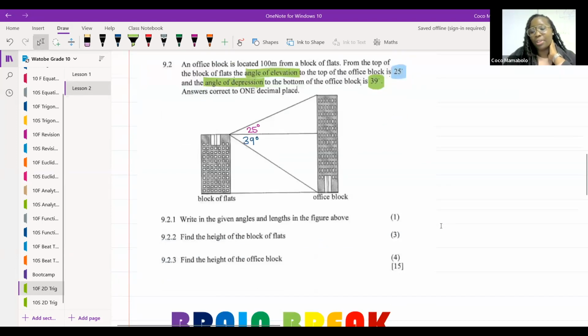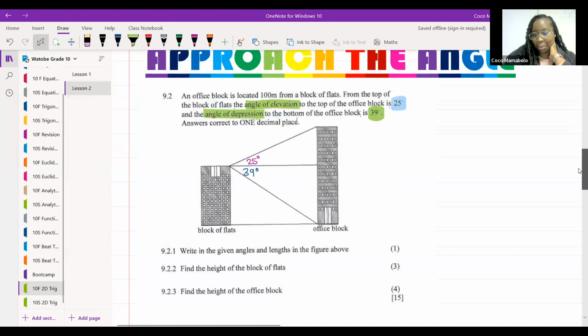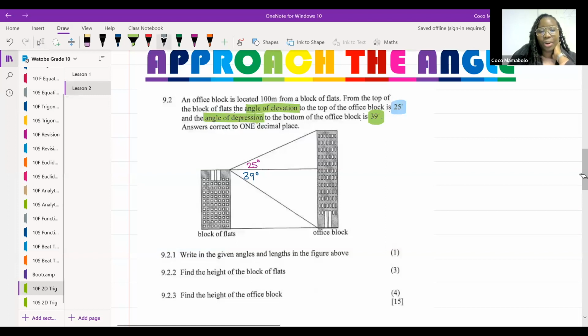Okay, let's answer some of these questions, guys. The first question says: write in the given angles and lengths in the figure below. Okay, we missed the length. So they say that the office block is located 100 meters from a block of flats.